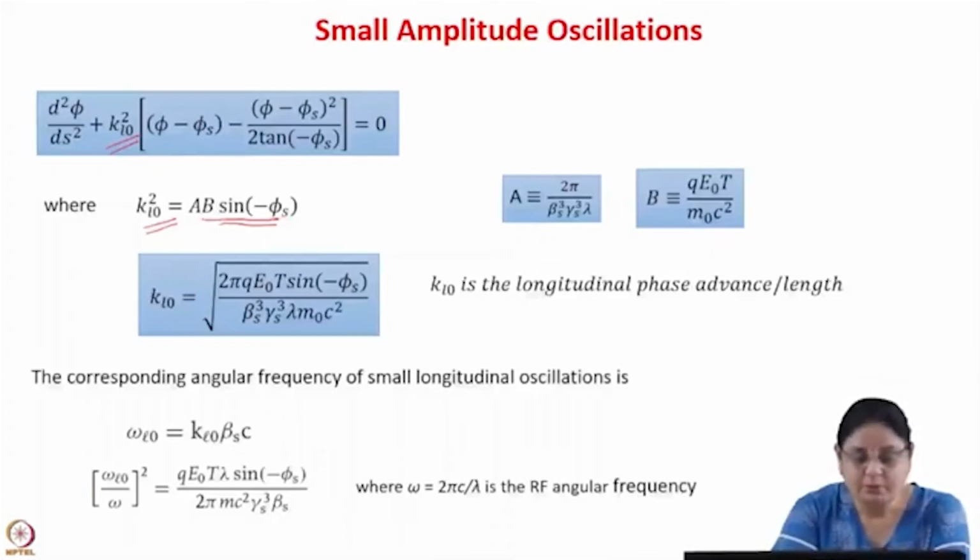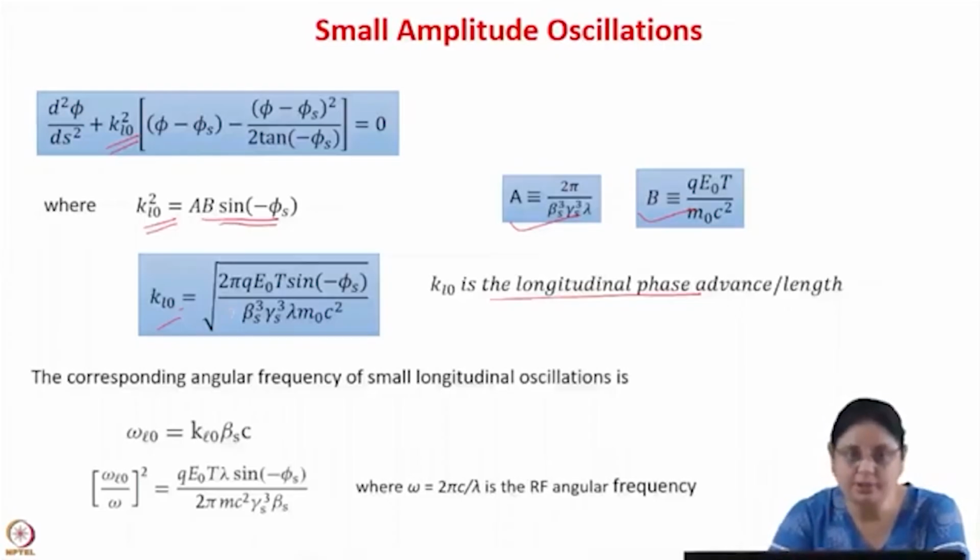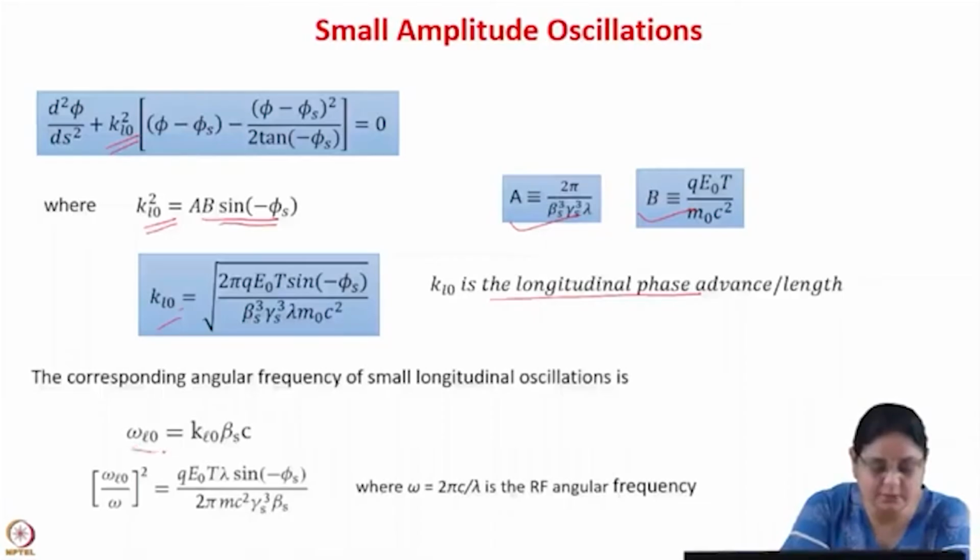So KL0, now putting in the values of A and B, which we know are constants, we get the value of KL0. So KL0 is the longitudinal phase advance per unit length. Corresponding to this, we can find the angular frequency of the small longitudinal oscillation. This is the frequency with which the particles that are not the synchronous particle oscillate about the synchronous particle. So this frequency omega L0 is equal to KL0 times beta s times c. If we divide it by omega and take the square, we get this value.